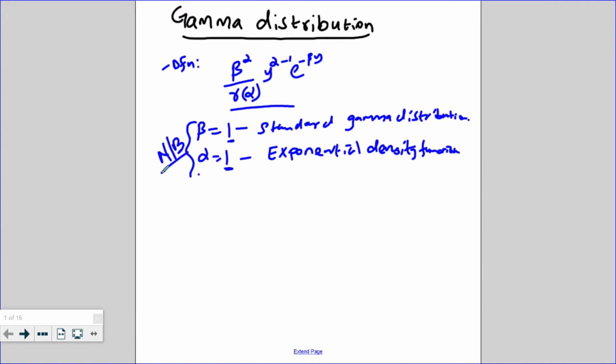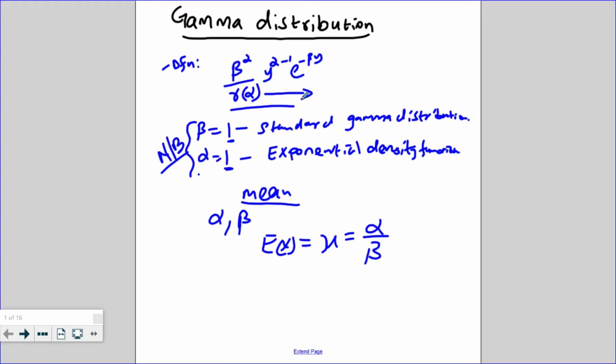From there, let us look at how we can find the mean of a gamma distribution. If x has a gamma distribution with parameters alpha and beta, then the mean, that is the expectation of x, also known as mu, can be obtained by alpha over beta. Also, we can note that gamma of alpha is known as the gamma function of alpha. Therefore, to get the mean, it is alpha over beta.